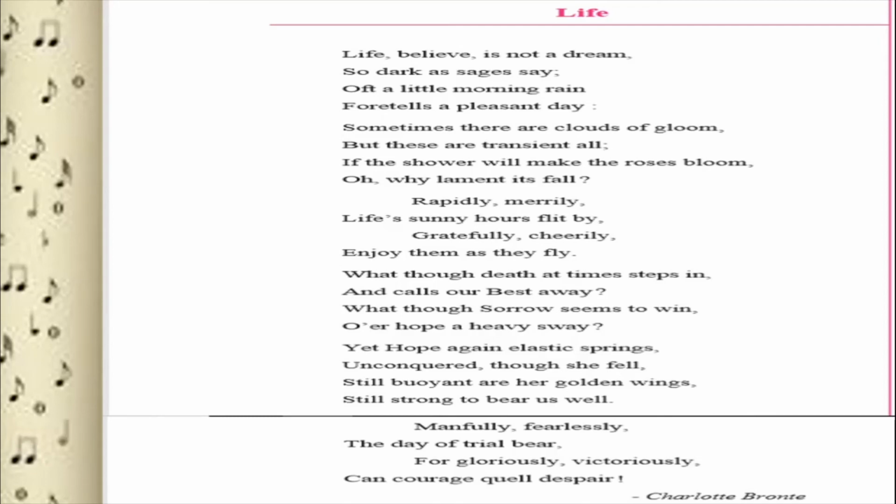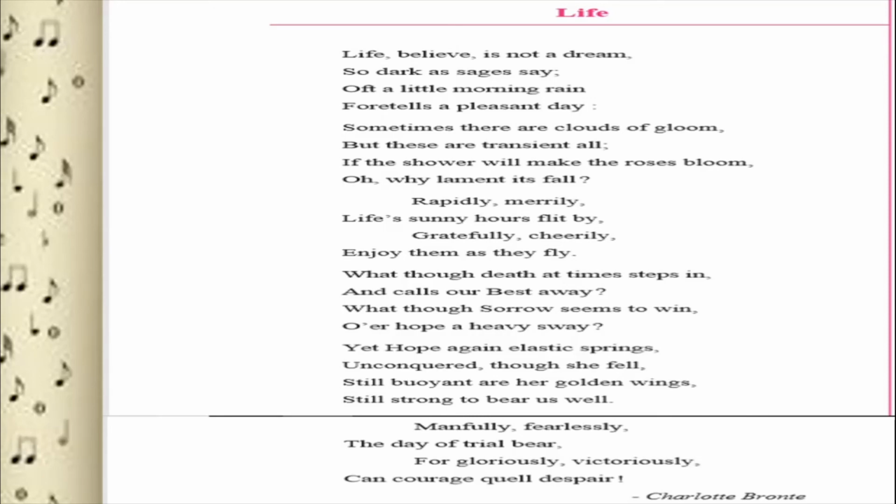But after some days, what happens? Again, we start looking forward to new things. So, hope again elastic. Do you know how an elastic works? When you pull it and when you let it go, it springs back. Unconquered though she fell, still buoyant are her golden wings, still strong to bear us well. So, hope is something which will keep giving us new will to live.